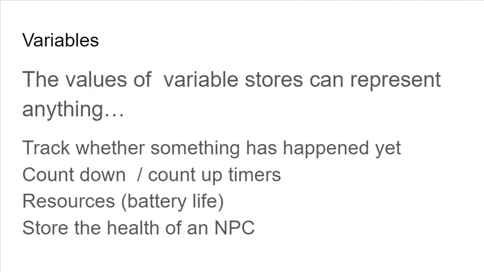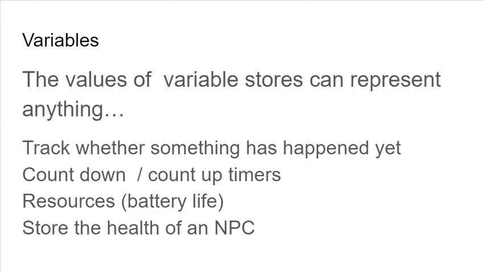So, you light a torch and it's going to burn for 50 turns and then it's going to burn out, or a battery might burn down, or the guard is getting angrier and angrier, or something like that, or the reactor is overheating and when it reaches critical, after 10 turns, the reactor is going to explode. So we can use them for countdown, count up timers to keep track of resources, like a battery burning down, which is kind of a countdown timer too. Storing the health of an NPC. Variables can kind of store anything that our game needs as long as we can represent it as a number.